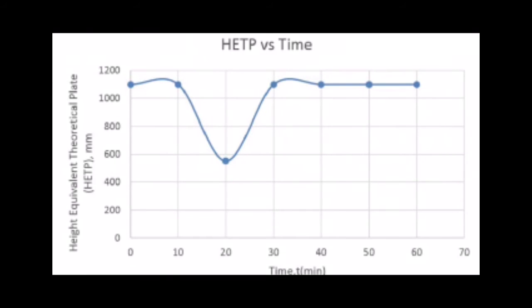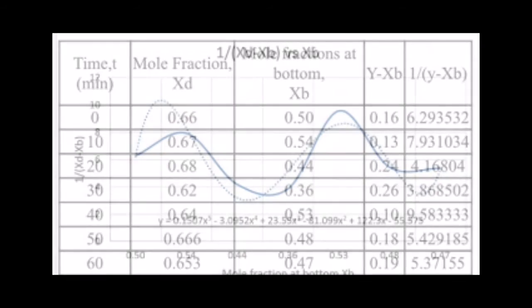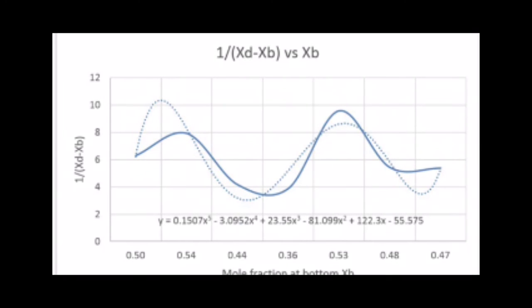Then, plot a graph of height equivalent theoretical plate versus time. After that, we have to calculate the number of moles of ethanol left in the distillation column. Before that, we have to calculate the difference between mole fraction of ethanol at distillate and bottom. Then, you divide 1 by the difference between mole fraction at distillate and bottom. After that, you plot a graph of 1 divided by the difference between mole fraction at distillate and bottom versus mole fraction at bottom. So this is basically the graph that you obtain after the calculation.